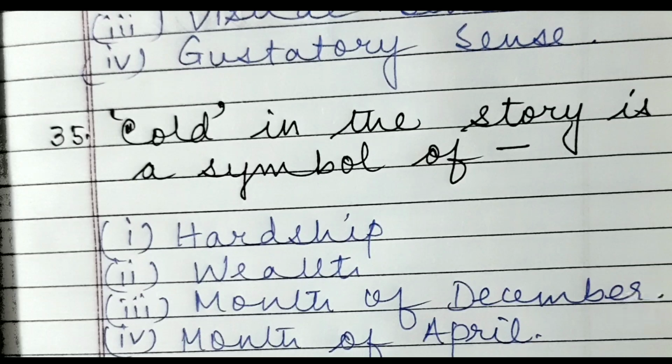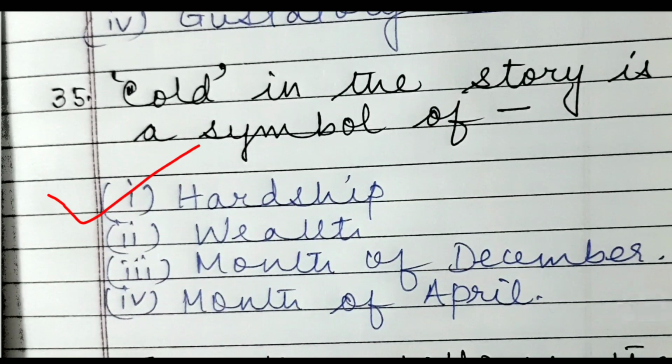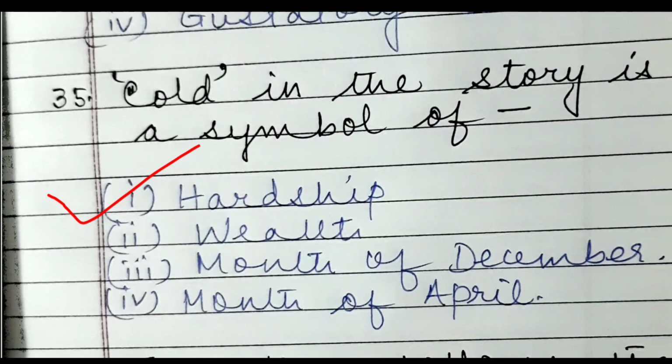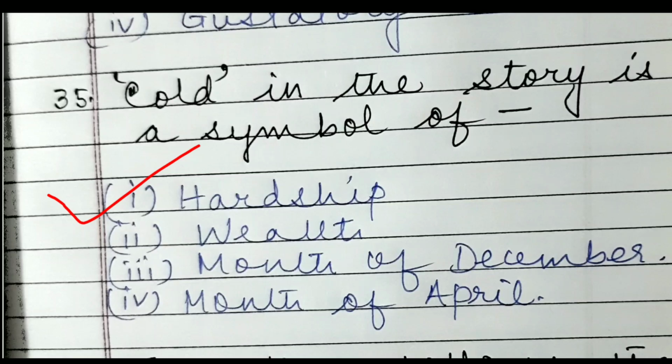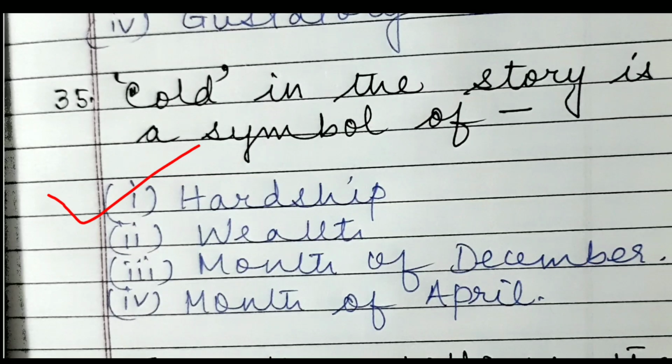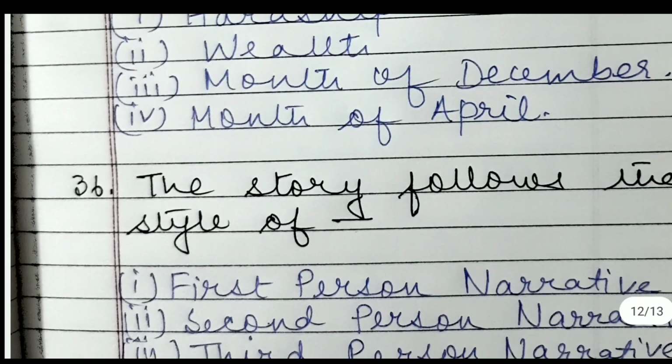Next, question 35. Cold in the story is a symbol of, and the options: option 1, hardship; option 2, wealth; option 3, month of December; option 4, month of April. And the right answer is option 1, hardship. Cold in the story is a symbol of hardship.